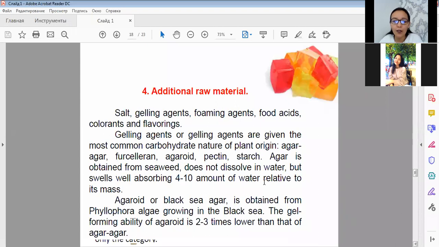Agar is obtained from seaweed. It doesn't dissolve in water, but swells well, absorbing about 4 to 10 times its mass of water. Agaroid, or Black Sea agar, is obtained from Phyllophora algae grown in the Black Sea. The gel-forming ability of agaroid is 2 or 3 times lower than that of agar.